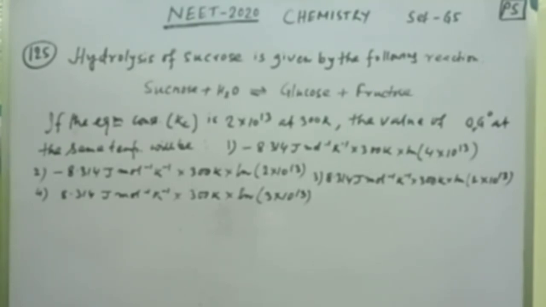Option 1, minus 8.314 joule mole inverse Kelvin inverse into 300 Kelvin into ln 4 into 10 to the power 13. Option 2, minus 8.314 joule mole inverse Kelvin inverse into 300 Kelvin into ln 2 into 10 to the power 13. Option 3, 8.314 joule mole inverse Kelvin inverse into 300 Kelvin into ln 2 into 10 to the power 13. Option 4, 8.314 joule mole inverse Kelvin inverse into 300 Kelvin into ln 3 into 10 to the 13.